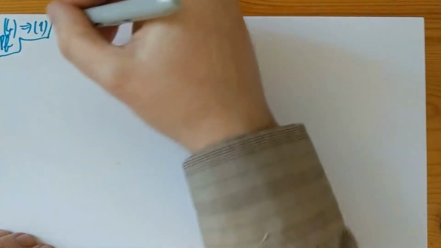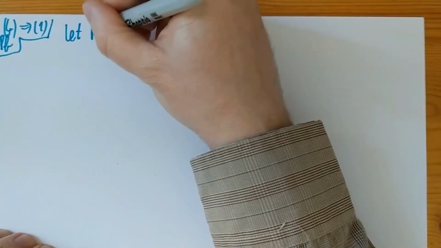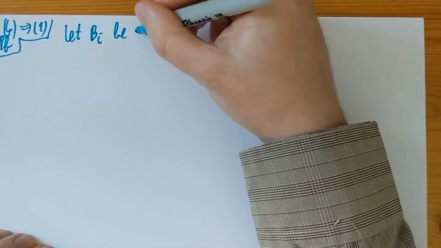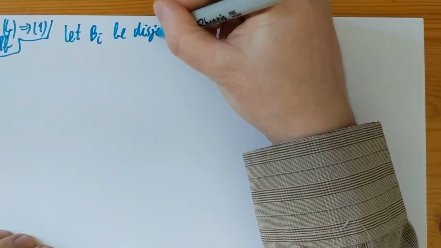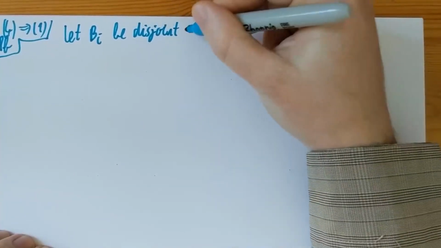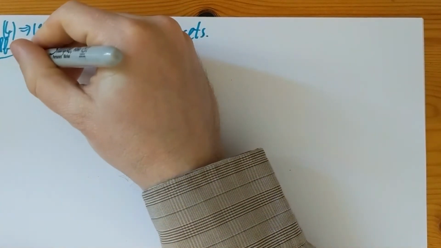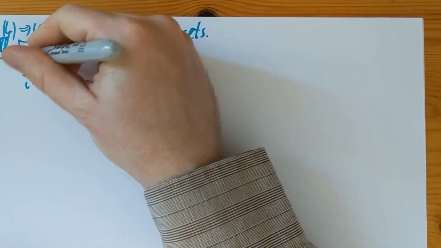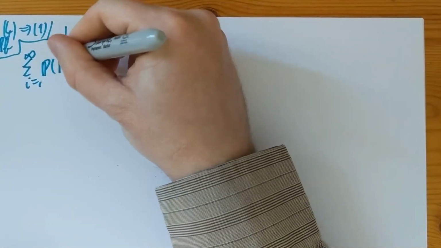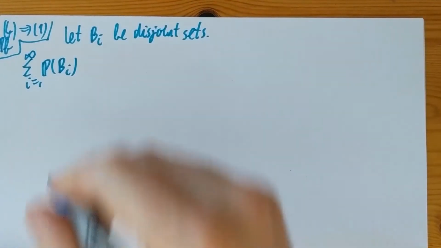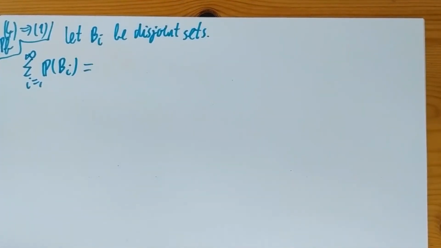Okay, to this order, let Bi be any disjoint sets in the sigma algebra, of course. Everything is in the algebra. Let's assume that the union is also in the algebra. And let's start writing out the sum of the measures or probabilities of these Bi's.